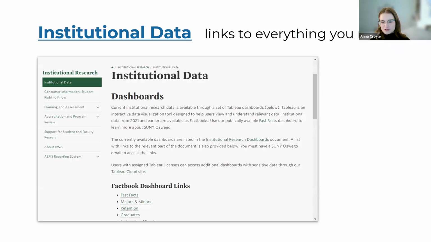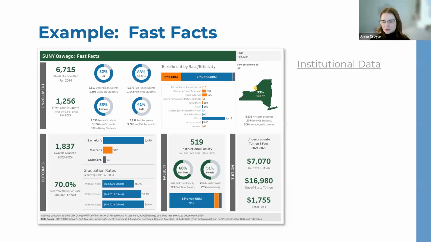So I just want to point you to our institutional data page, which links to everything you need for our data resources. So this is on the IR website, and the institutional data is right at the top. So this links to all our dashboards. So if you ever need to find a dashboard, just go here. So I'm going to show a few examples just to highlight the kinds of common questions people might have and why a dashboard is created the way it is.